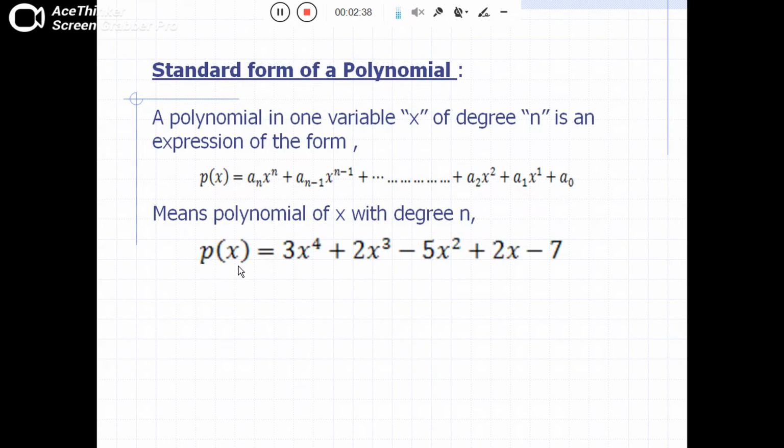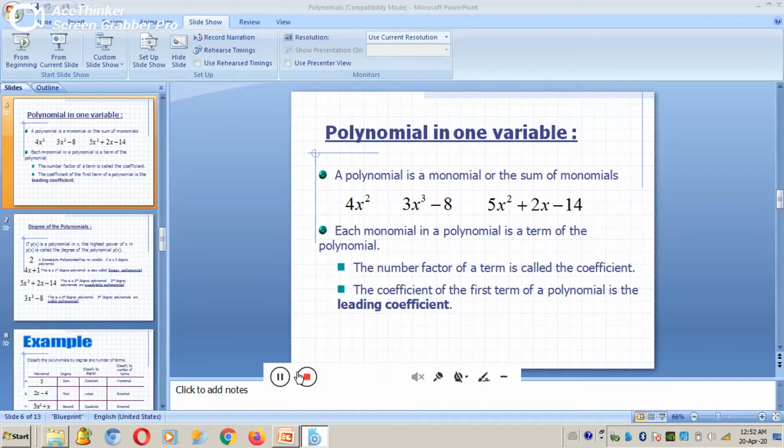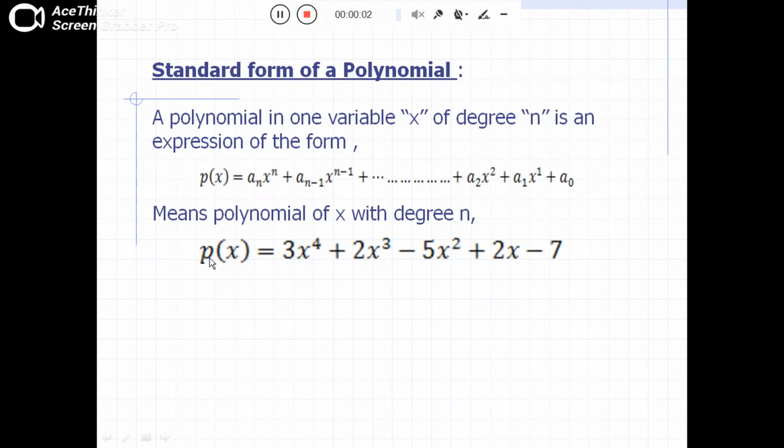One more example is given. P of x is equal to 3x raised 4 plus 2x cube minus 5x square plus 2x minus 7. In this, how many terms are there? 1, 2, 3, 4 and 5 terms. So this polynomial has 5 terms. First term is 3x raised 4. So here the variable is x.